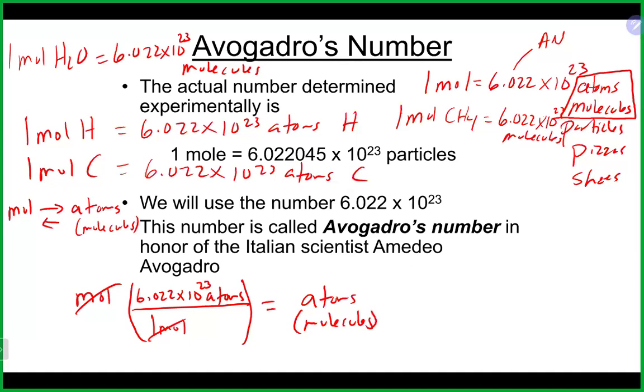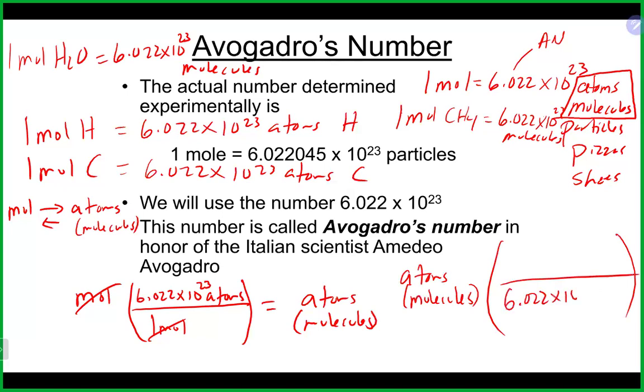Or if you're starting with atoms or molecules, you're going to divide by Avogadro's number, 6.022 times 10 to the 23 atoms per mole. Atoms will cancel, and that will leave you with moles. So once again, it is a conversion factor. You can put Avogadro's number up on top, put Avogadro's number on the bottom. You want to use it like any other conversion factor.